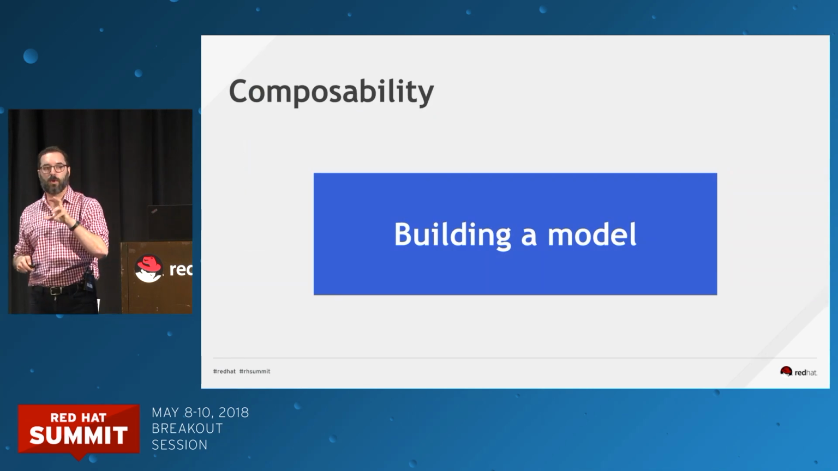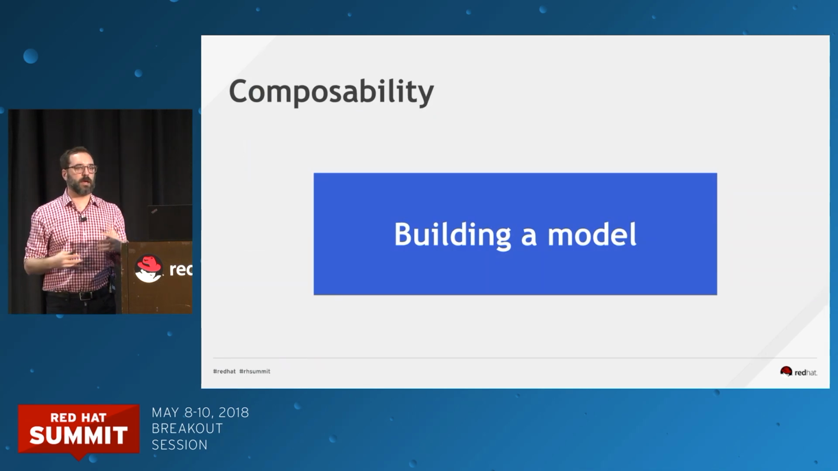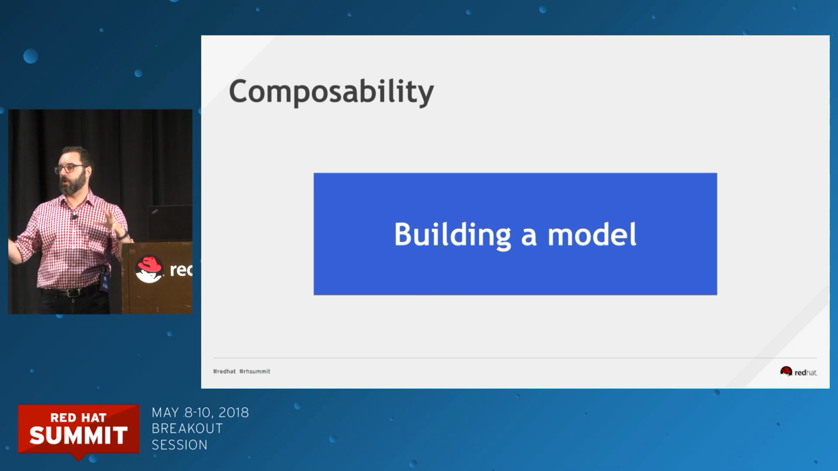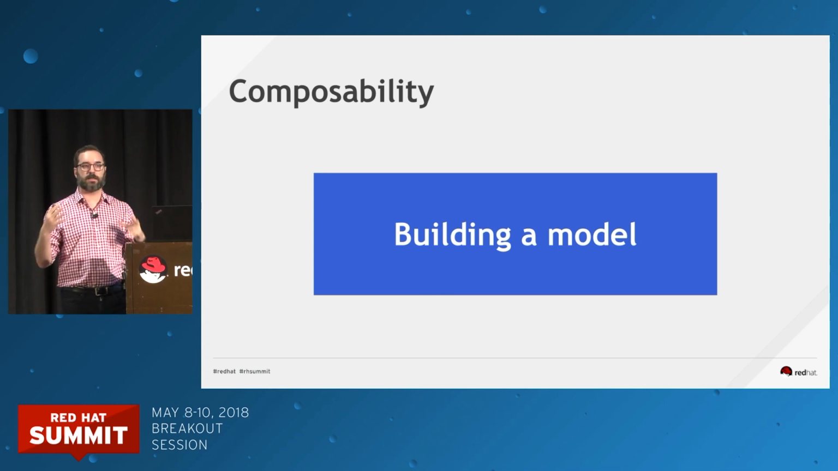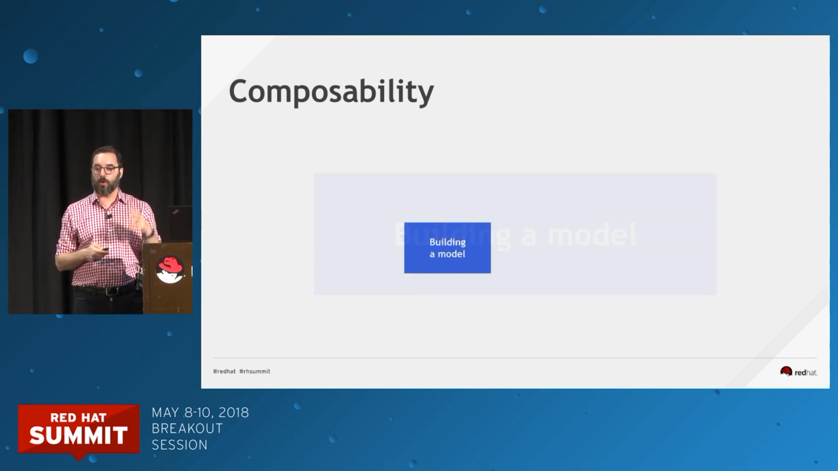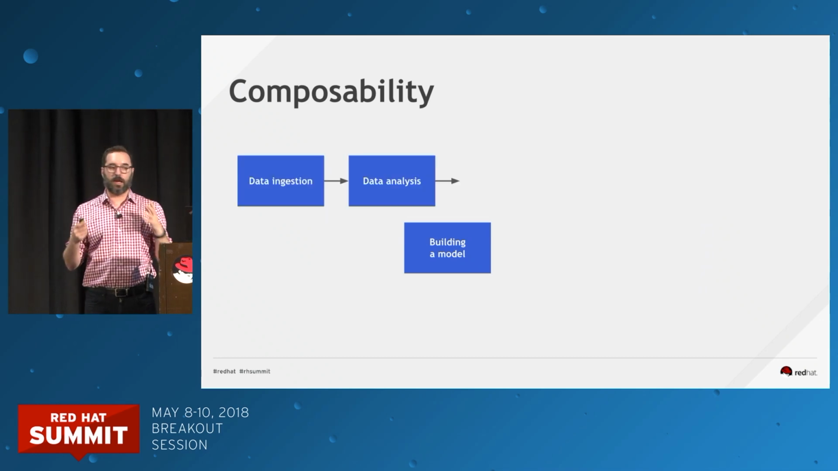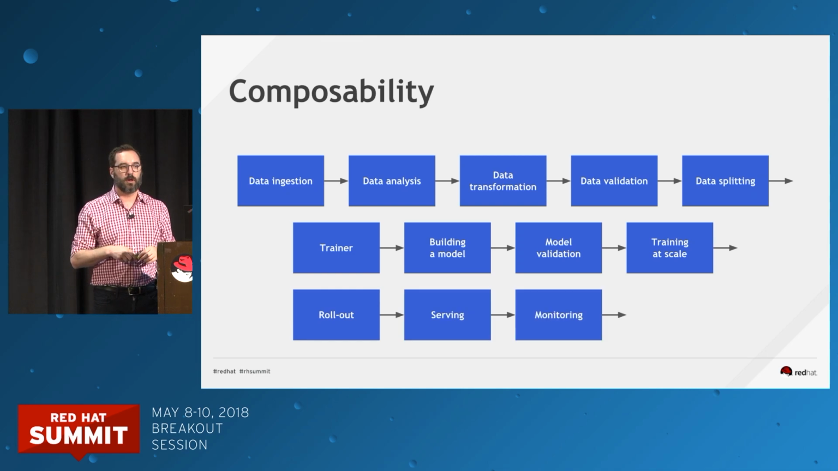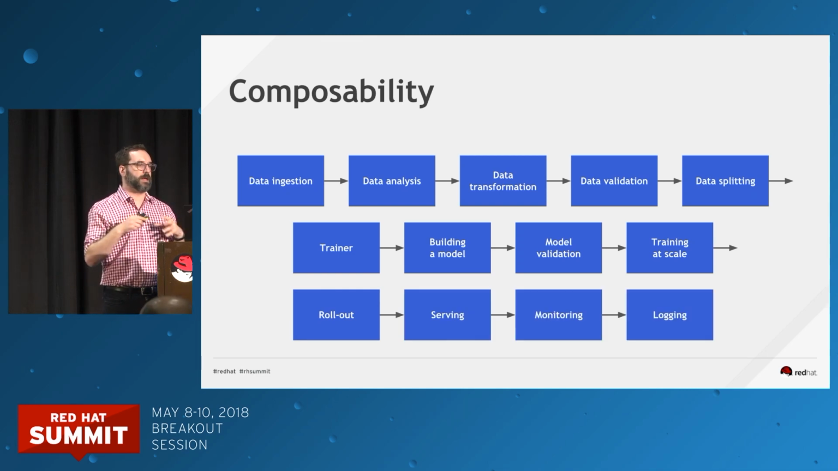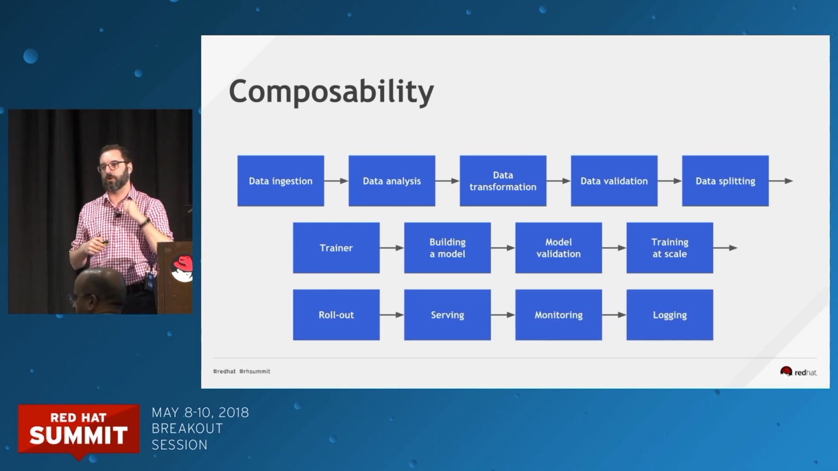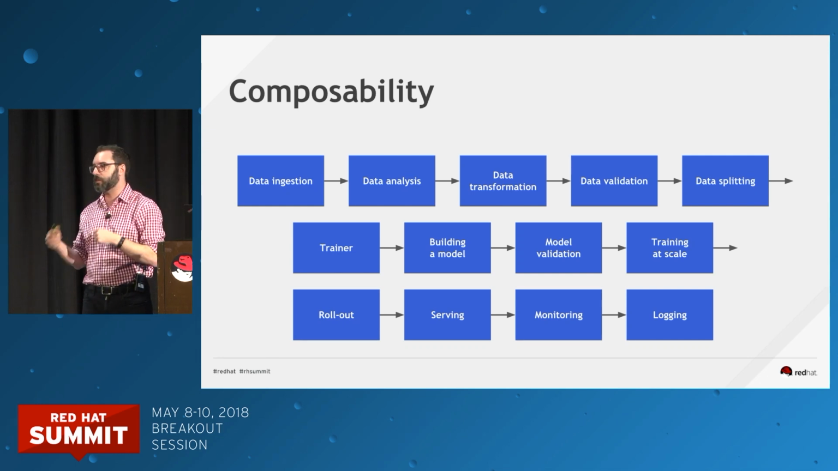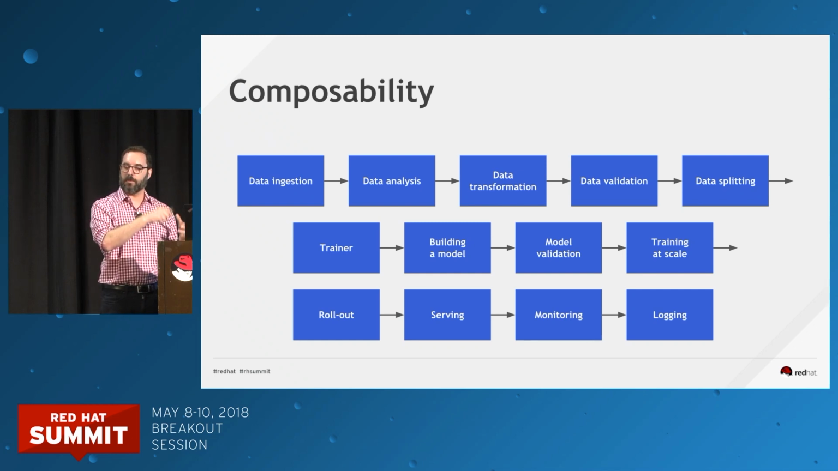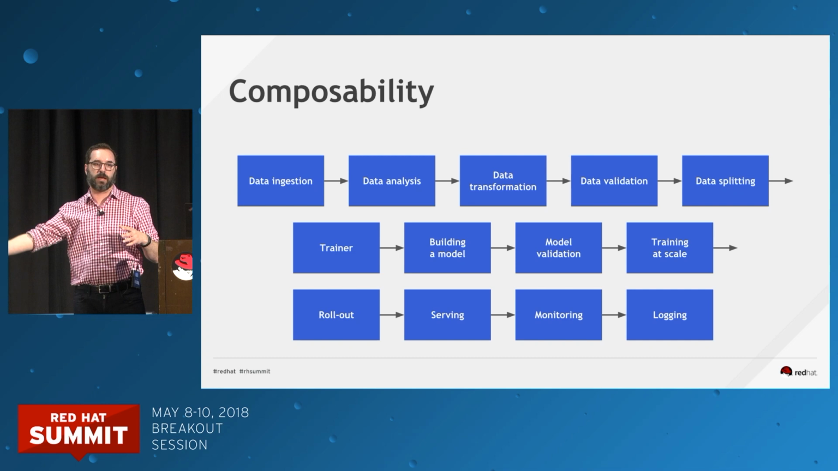For composability, what I mean is the following. Lots of people out there will focus on the building of your model. And that's great. Obviously, that's very, very important. But if you go and talk to a data scientist, building a model is a very small component of what you have to do. It's all the things around it that can be very, very painful. Ingesting your data, transforming it, splitting it, running through initial experimentation, finally getting to building your model and validating it, then training it at scale, and finally rolling it out to production.